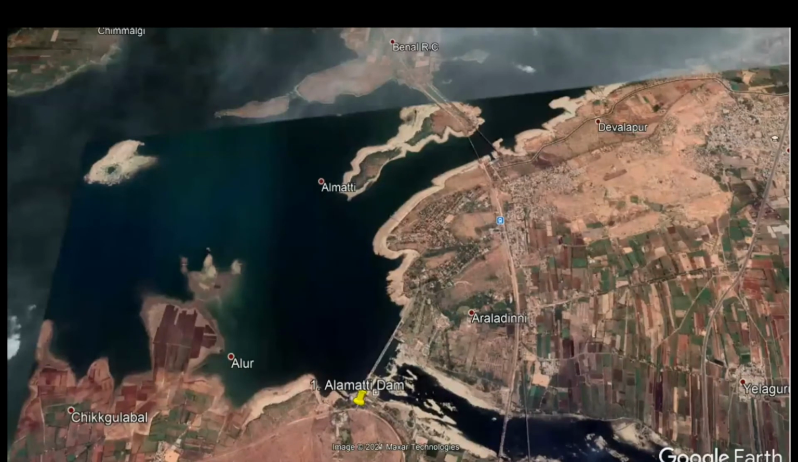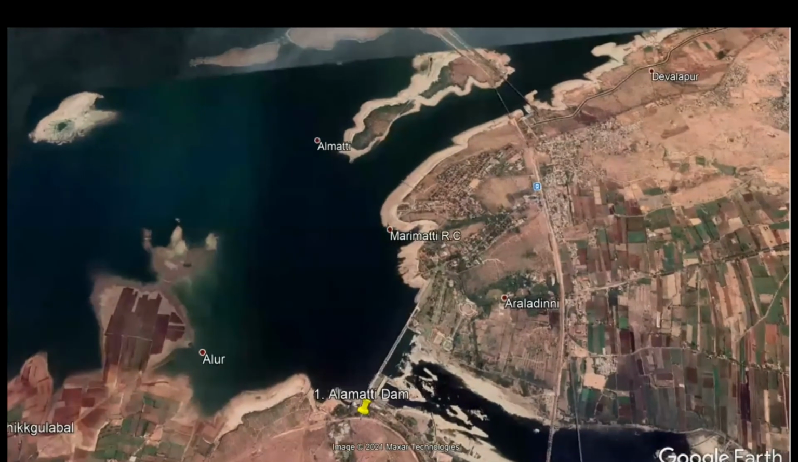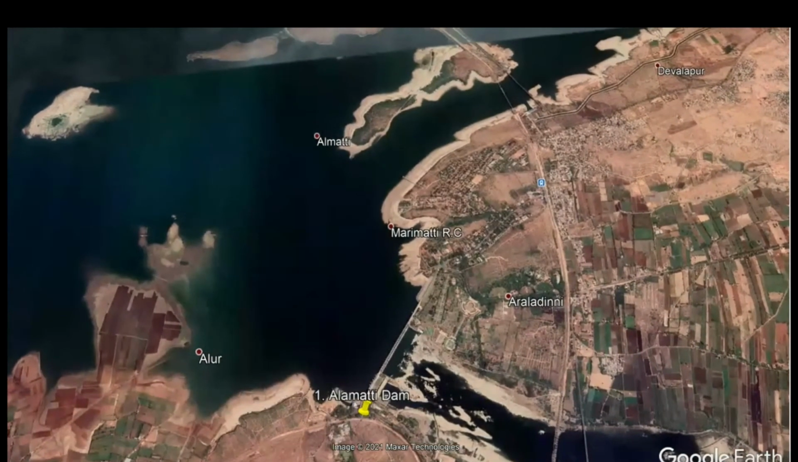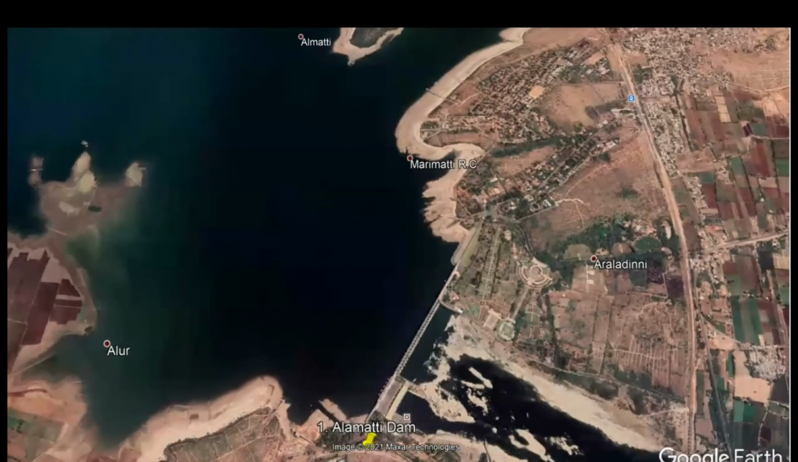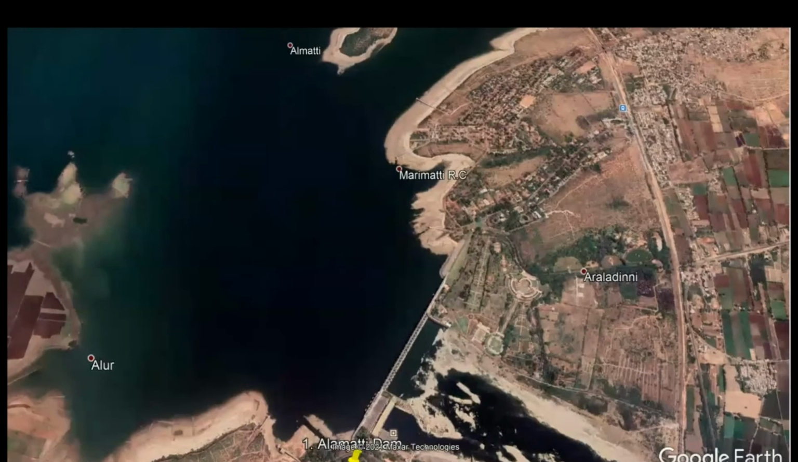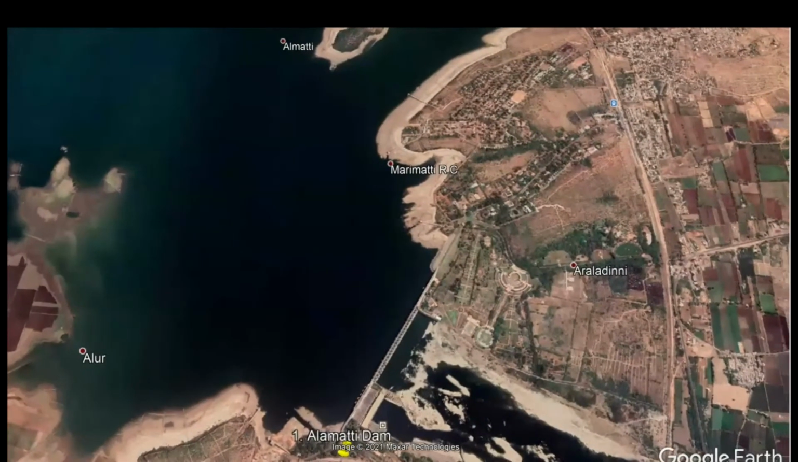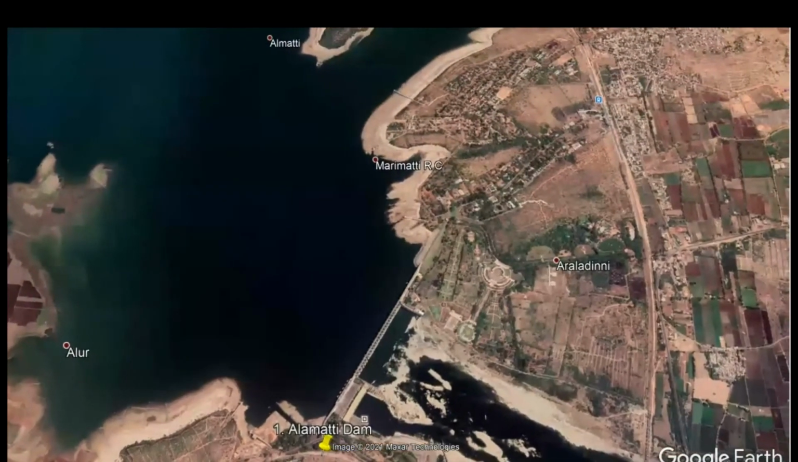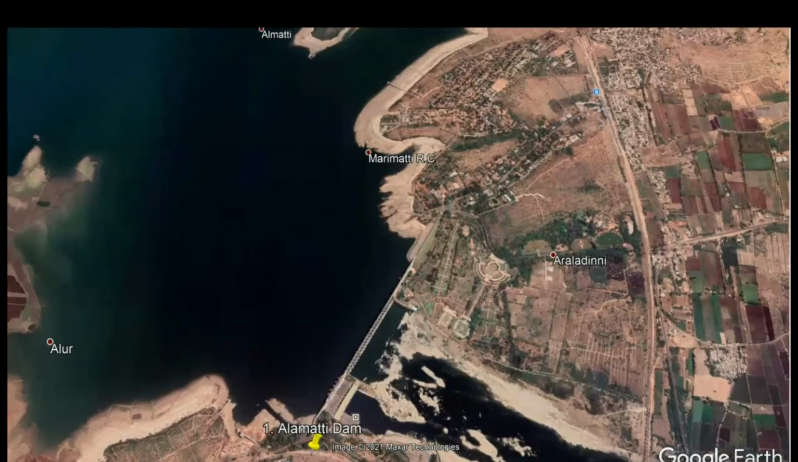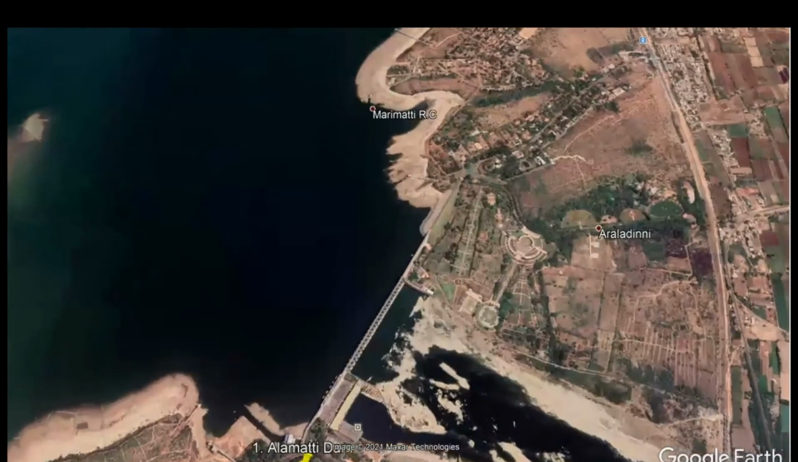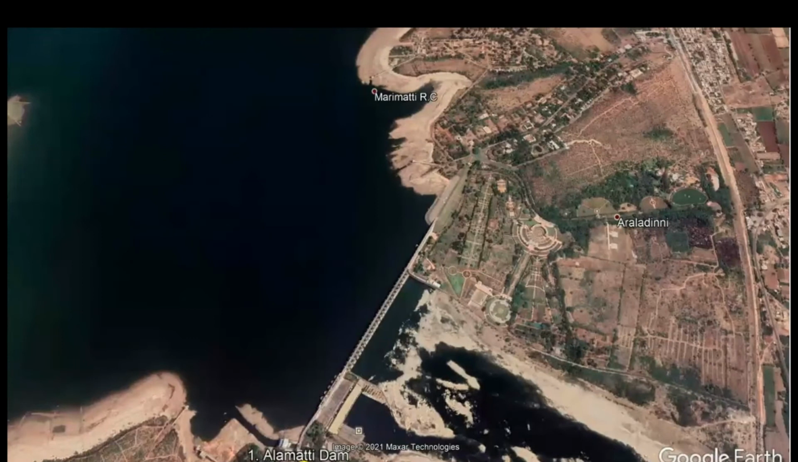Now there are several investigative measures that have to be considered before you construct a dam. We'll get back to that later. First, let us try to understand what this reservoir is basically. As you can see, Almatti Dam. Basically what we do is find the narrowest cross section of a river basin, and then we construct a barrier along it.